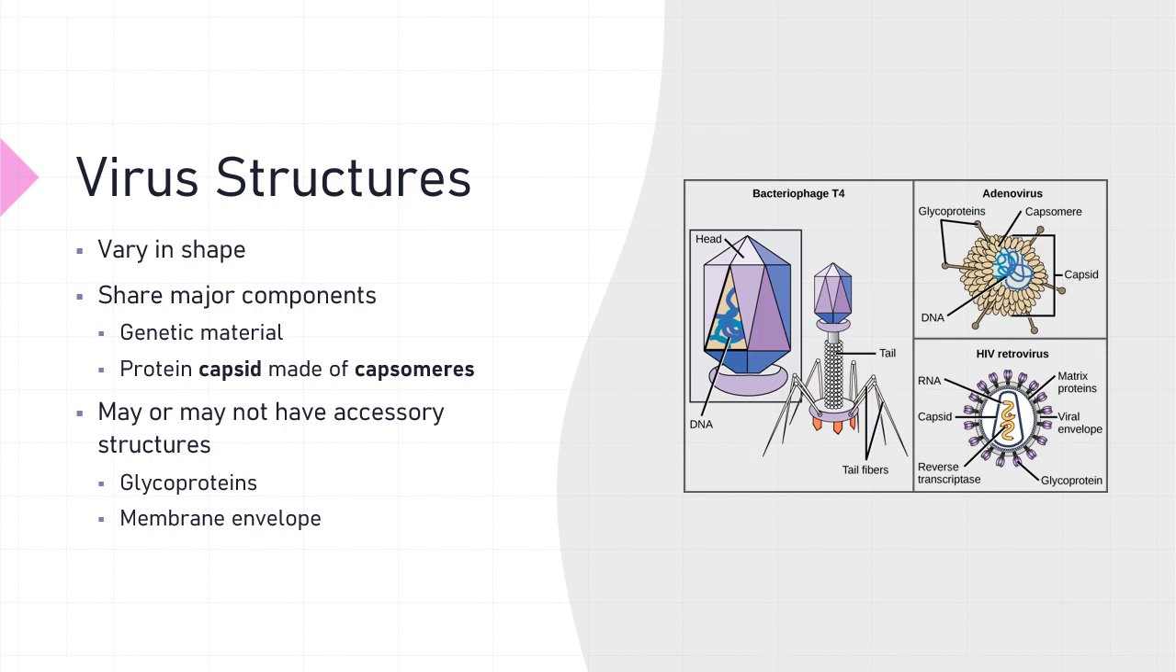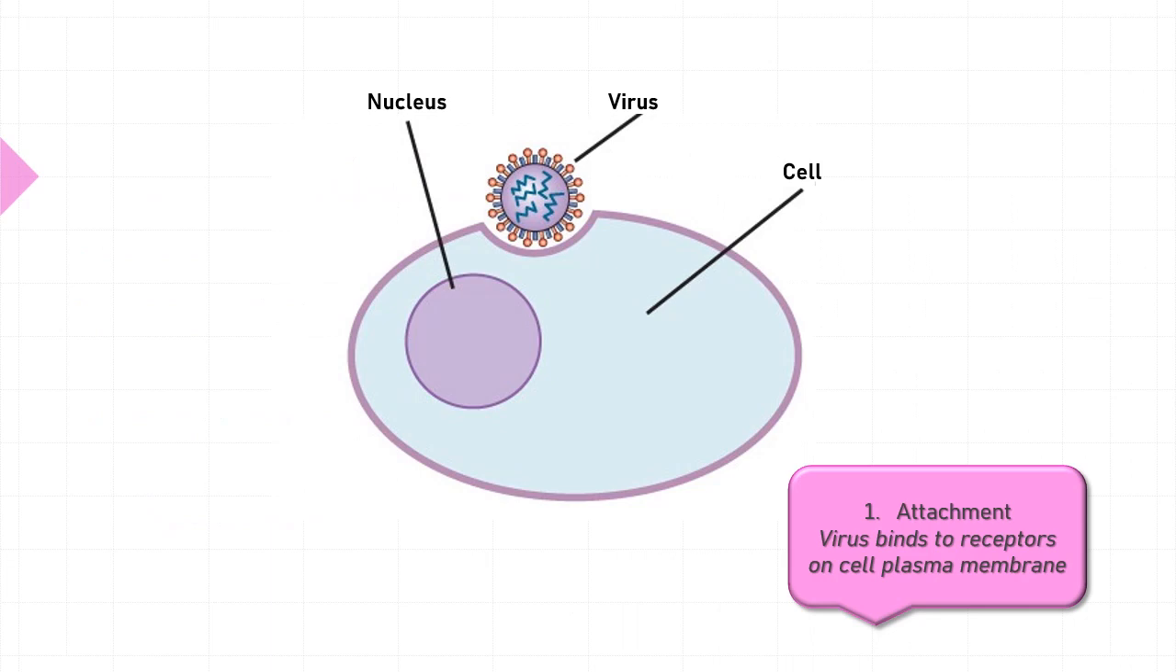Now, regardless of structure, all viruses are what we call obligate parasites. Since they're not cells, they don't have the capability to perform any metabolic functions or to reproduce on their own. They can only do so inside of a host cell. So let's take a look at a basic overview of a viral life cycle.